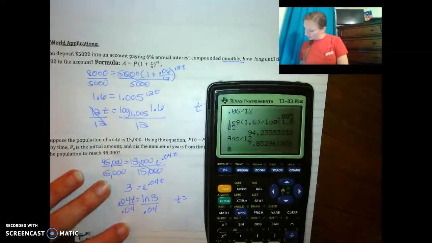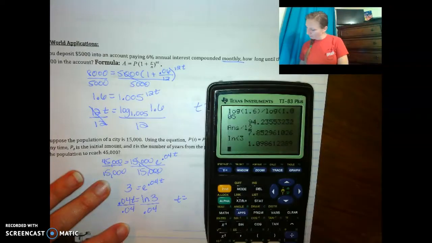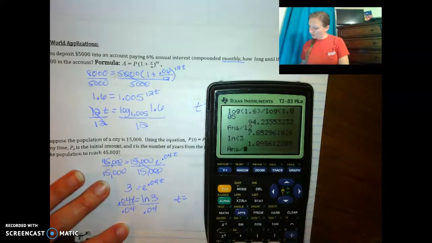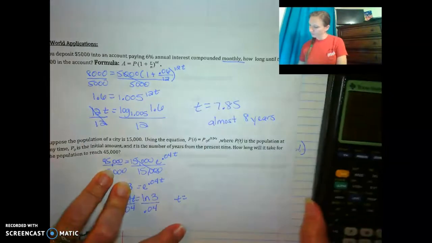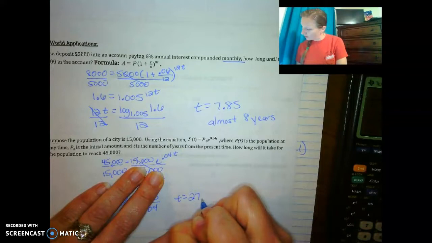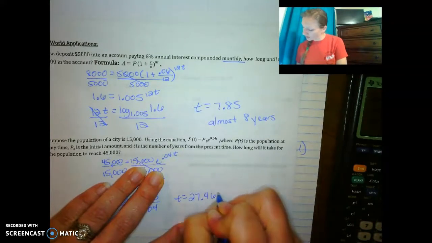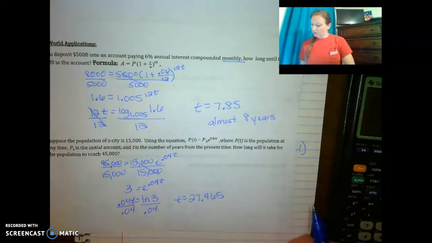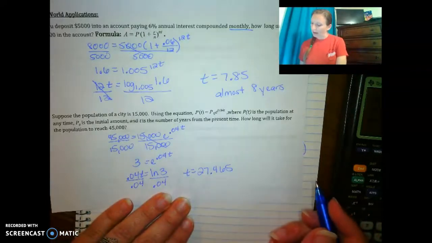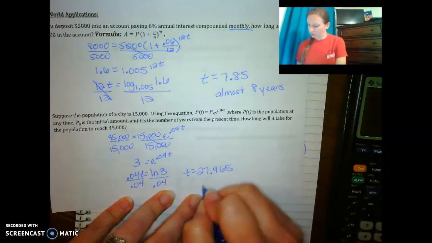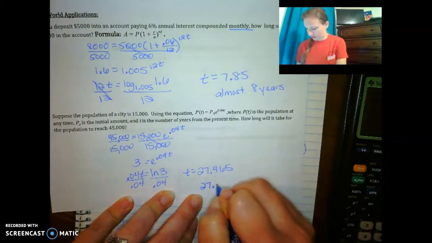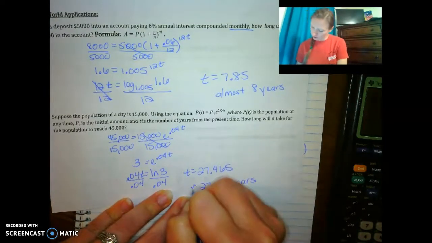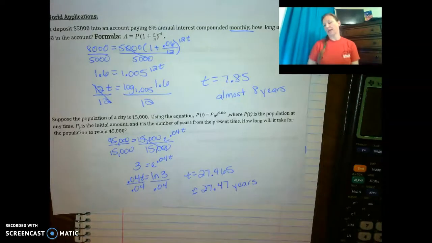So to the calculator, I'm going to type natural log of 3, which gave me an answer, and I'm going to divide that answer by 0.04. I got 27.465. Again, it didn't tell me what to round to, so I'm trying to figure out how long. So 27 point, I'll round to 2 decimal places, 47 years is approximately how long it'll take the population to get to 45,000 people.